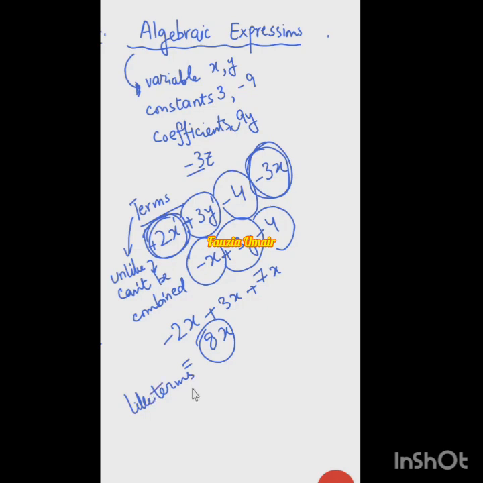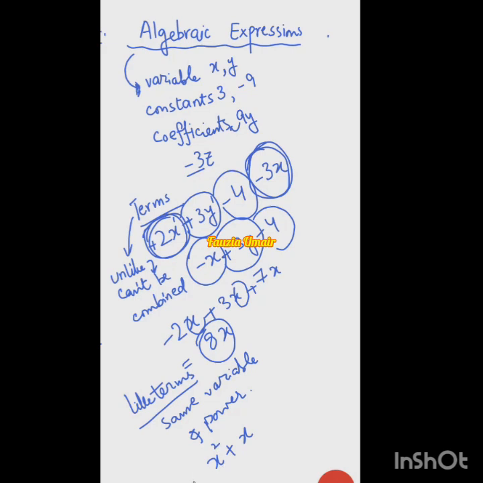Like terms have the same variable and same power. For example, this minus 2x has an x variable, and here is also an x variable, and the power is also the same. For example, if somewhere it is written x square plus x, do you think we can combine them, or are they unlike terms?